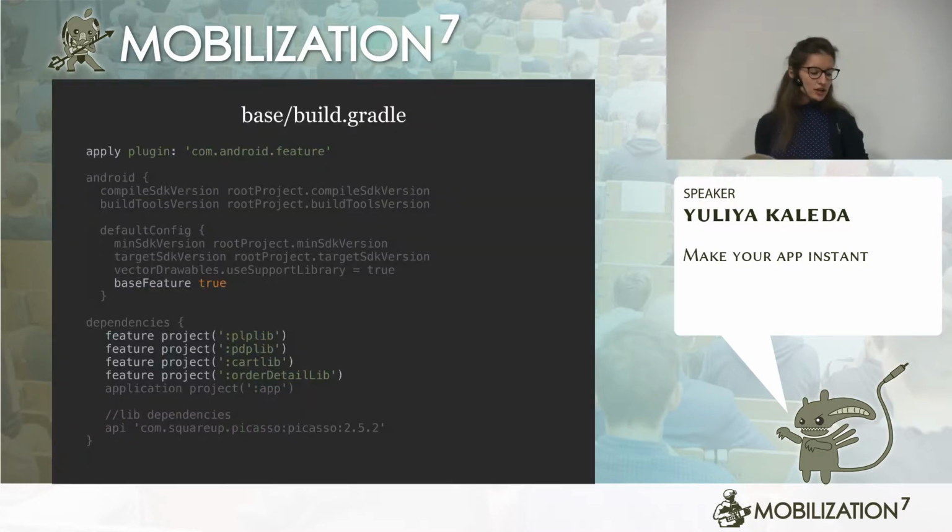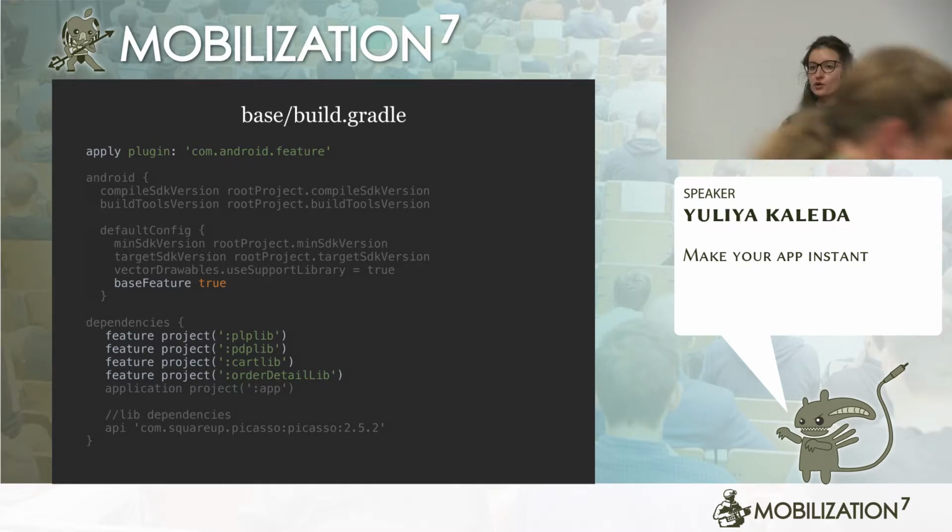If we look at the build.gradle file of the base module, the plugin is the same as we used in the single feature instant app. It's com.android.feature. In the default config of the Android closure, we have to specify the attribute baseFeature to true. And again, it's important because there are a bunch of modules in our application already, right? So this attribute baseFeature basically serves as a flag to our application, a sign that this is the most important part of the application.